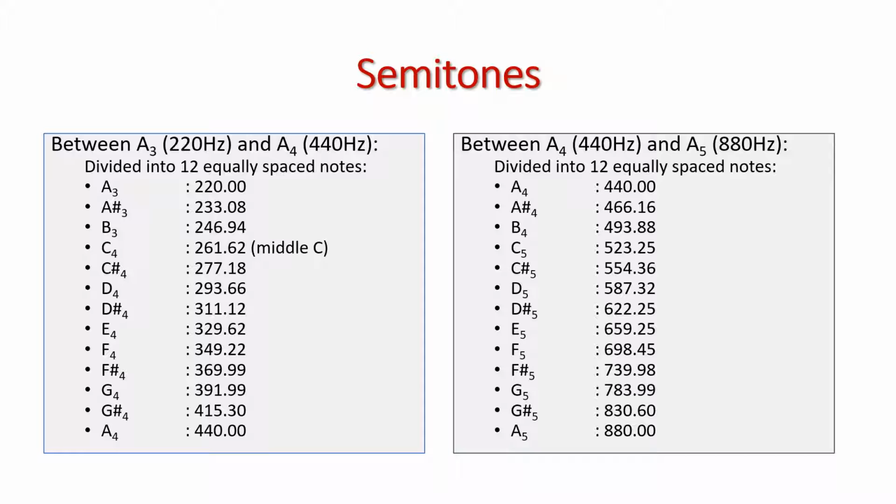Now, we can in theory go up an infinite number of octaves and down an infinite number of octaves, but the human ear can only perceive a limited range of octaves. We can't hear really low, or we can't hear really high octaves.